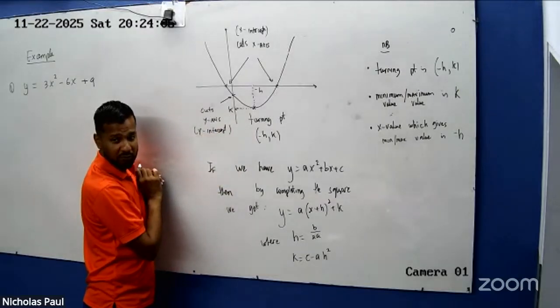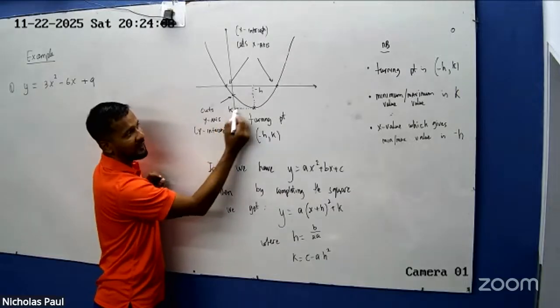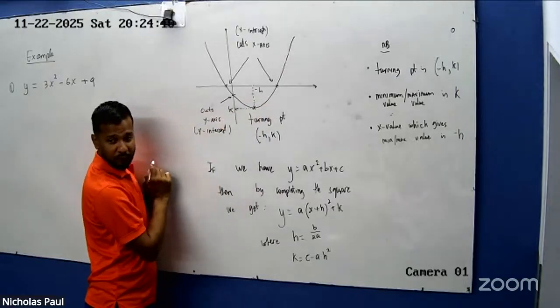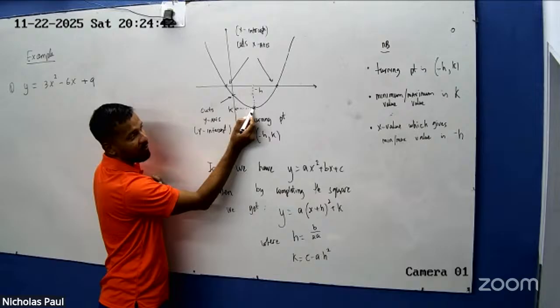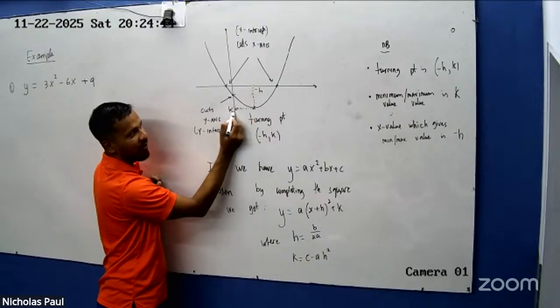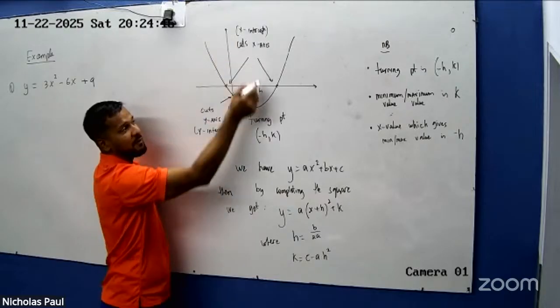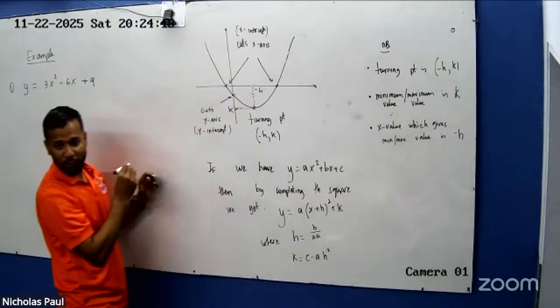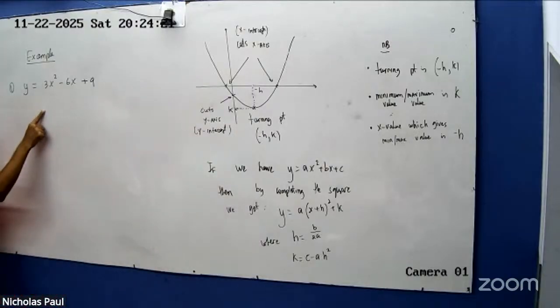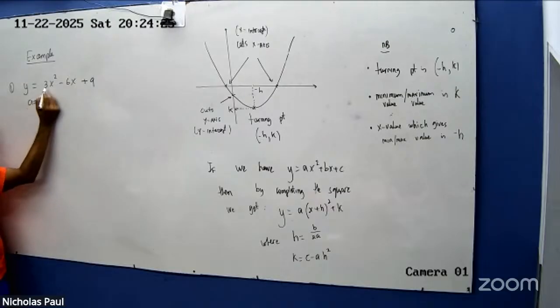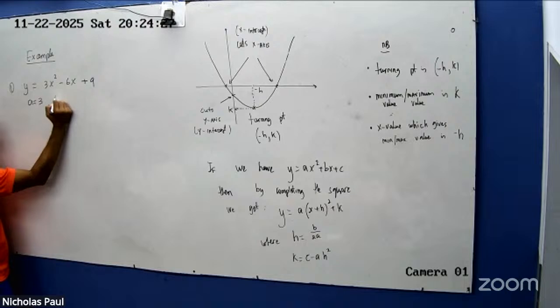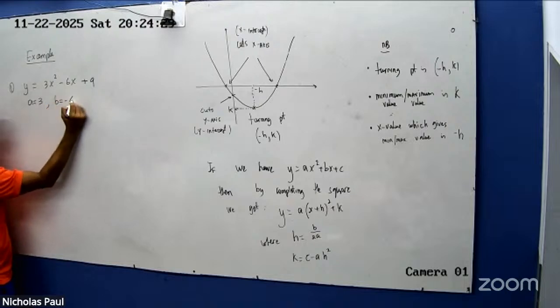Right? So we are going to try to find these values. That's why they call this the minimum value, because this is the lowest value that the function could reach. It could also be the maximum, right, based on the type of graph. So let's look at this one here. First thing first, what is a? A is what? What is b? Minus 6. What is c?